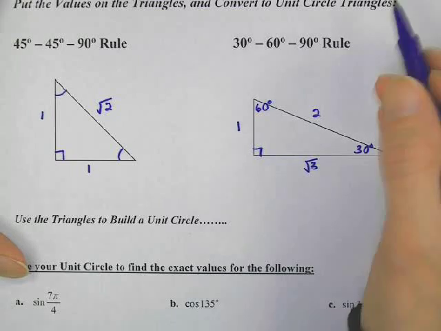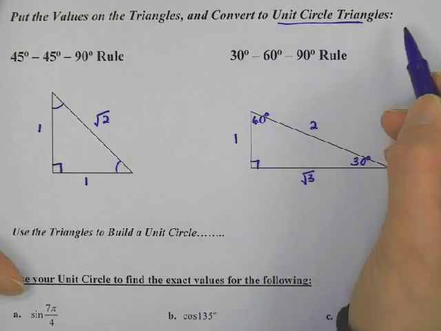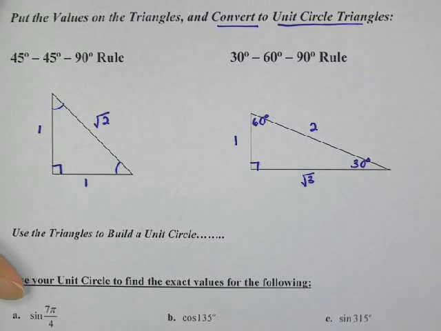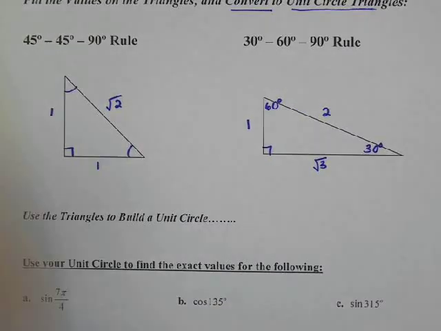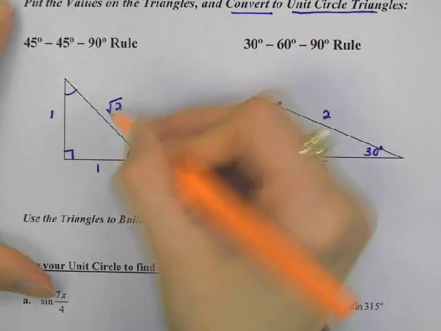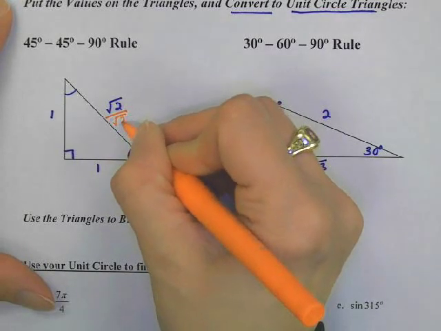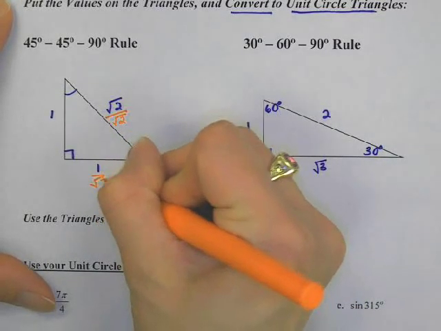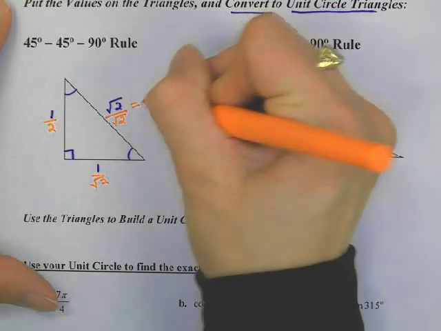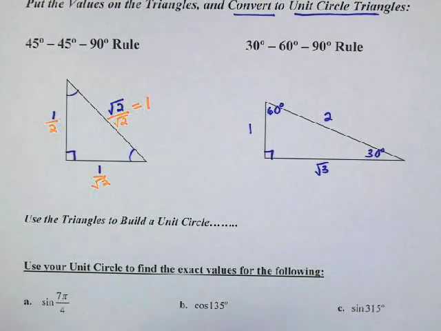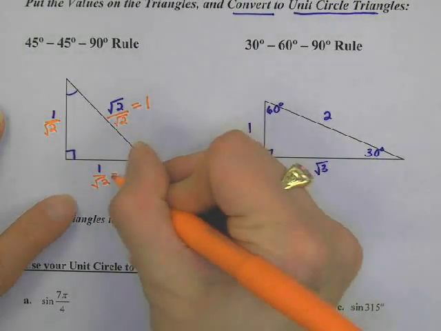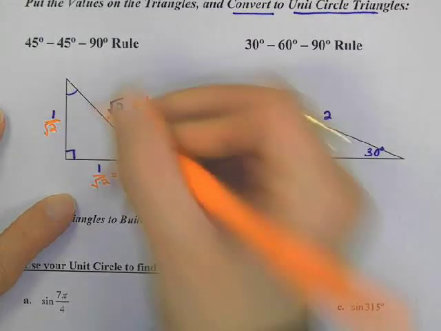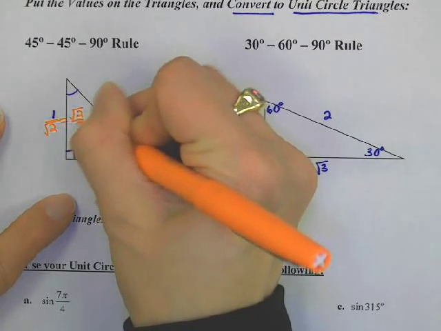Okay, but we're doing some unit circle things today. So we're going to have to convert these. The hypotenuse needs to be 1. So I'm going to need to take this triangle right here, and I need to divide all 3 sides by radical 2. I need to make the hypotenuse a 1. So the hypotenuse is 1. And then, of course, I'm going to have to rationalize these 2 here, and that's going to be radical 2 over 2. Radical 2 over 2.